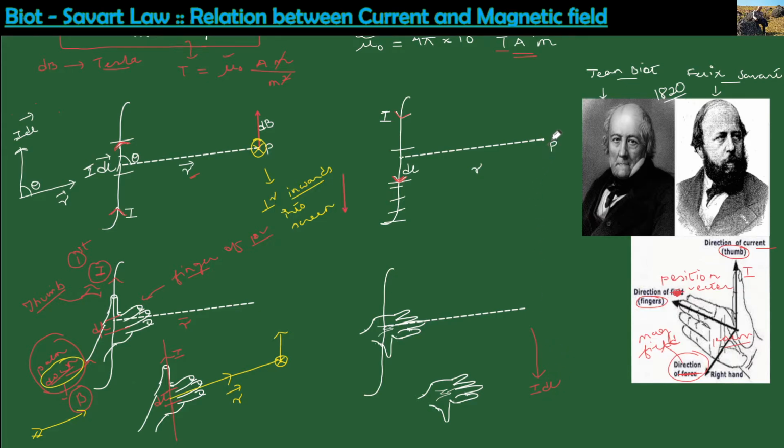IDL vector. And at this particular point, this is your point P. This will be the position vector R. Then this is the R bar, and this is your IDL bar. Then there is some angle between I DL bar and R bar, that will be theta. So from here also, you have to find out what will be the dB at point P due to this current element DL. There will be magnetic field dB at this particular point.